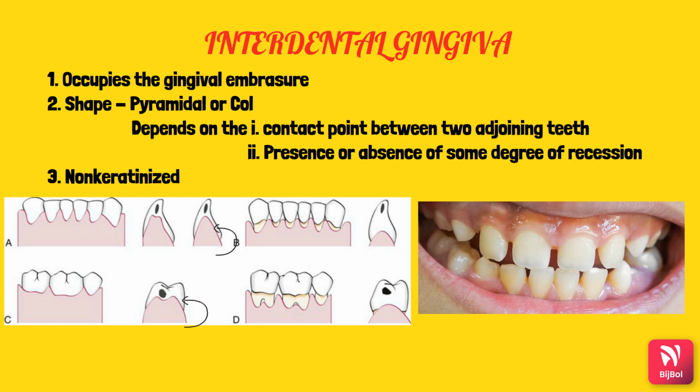Suppose there is no contact point in between the two teeth, then what will be the shape of interdental gingiva? This is a very important MCQ. The answer is that there is no interdental papilla itself. The interdental papilla is absent when there is spacing in between the two teeth or a diastema in between two teeth.